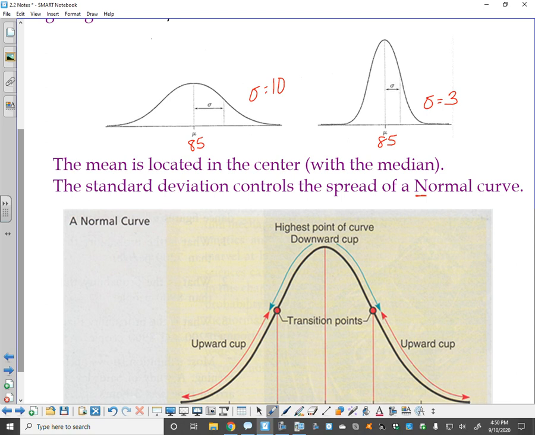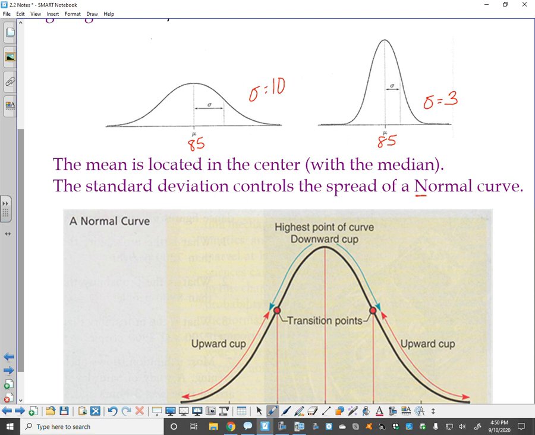The first one, the test scores are much more spread out, so it has a higher standard deviation. So they have the same mean, but the curves are going to look totally different. And that's why a curve is defined by its mean, which tells you where it's centered, and its standard deviation gives you insight into how spread out it is.